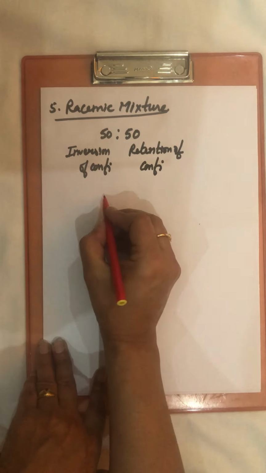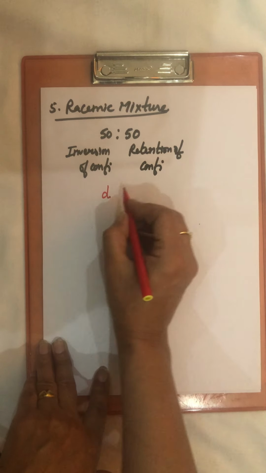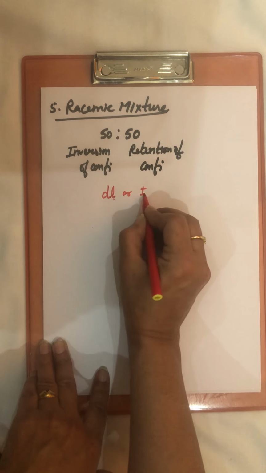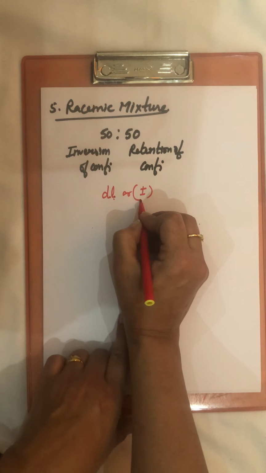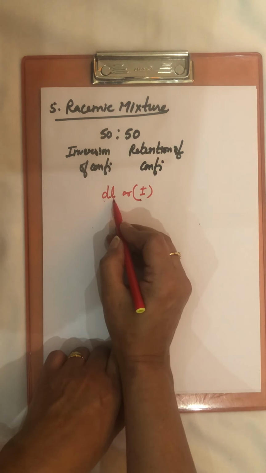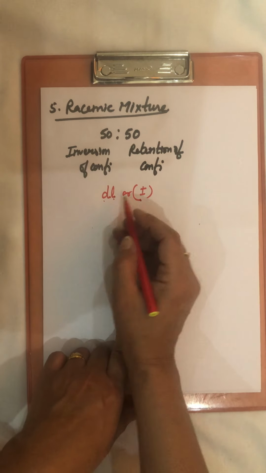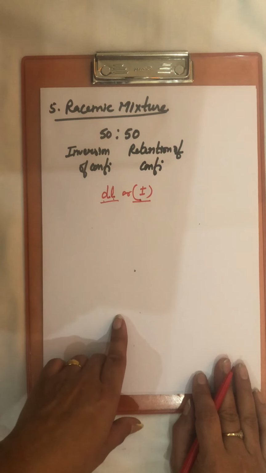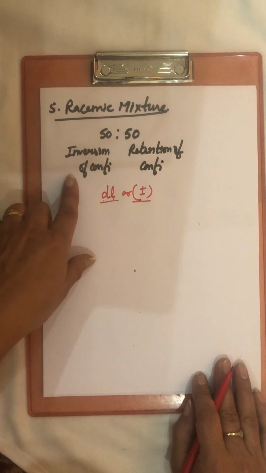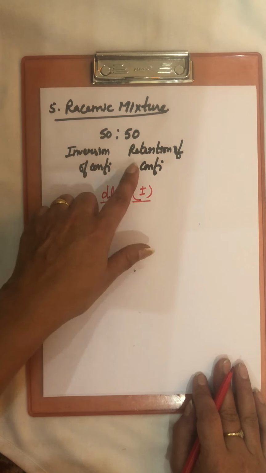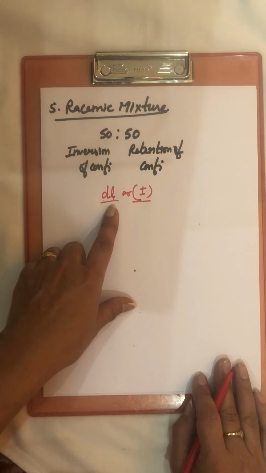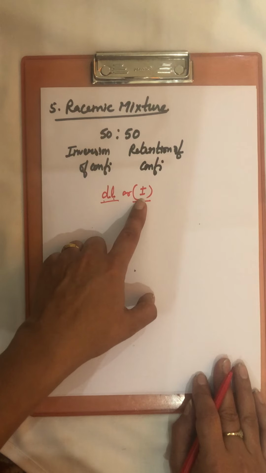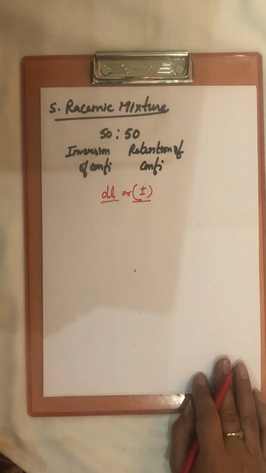We can also say if we have dextro and levo isomers written as DL together, or plus and minus in a bracket like this. If we have a mixture of dextro and levo compounds in equimolar amounts, then that is also a racemic mixture. We can take a 50:50 ratio of inversion and retention of configuration, or we can say that we have a mixture of dextro and levo, written as DL or as plus and minus, then also that mixture is a racemic mixture.